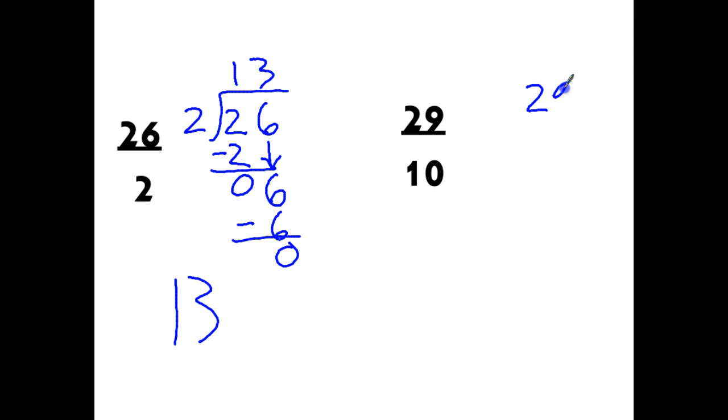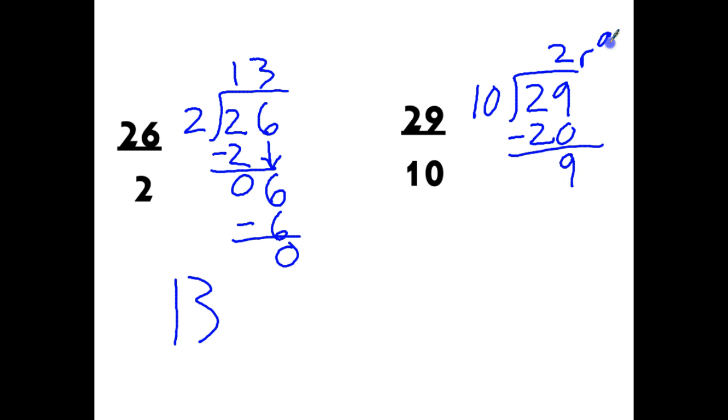29 tenths. 29 divided by 10, it's going to go 2 times. 2 times 10 is 20. When I subtract, there's 9 left over. Don't forget to bring your denominator over. So my answer would be 2 and 9 tenths. Stop the video when you try it out.